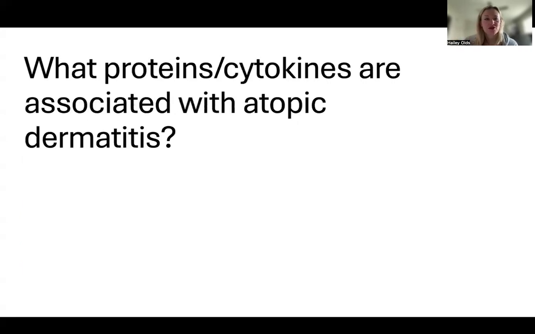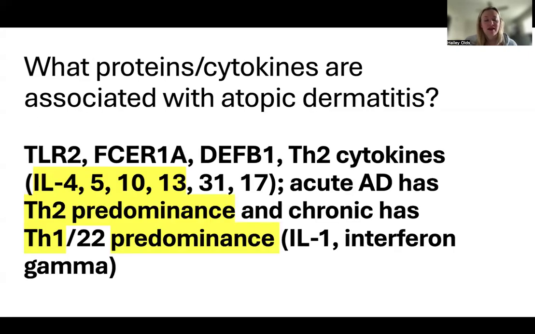Okay, great. So what proteins and cytokines are associated with atopic dermatitis? If you think about what the biologics that treat this target, that can help you. So it's mainly Th2 cytokines, so IL-4, 5, 10, 13. Dupixent targets 4 and 13, Adbry targets 13, and so on. But sometimes you can get more of a Th1 or a Th22 predominance. Sometimes this even happens when you start the patient on Dupixent, they have some sort of shift that pushes them more towards Th1. So important to keep in mind, but Th2 is the classic kind of inflammation.